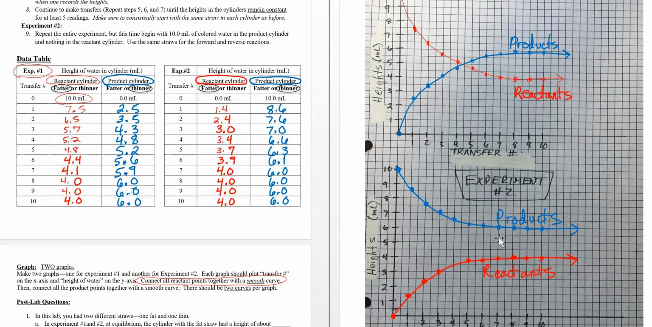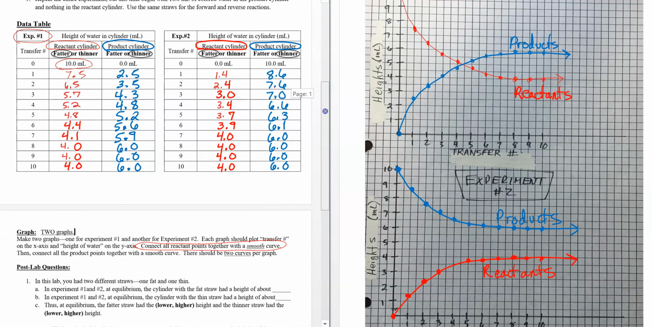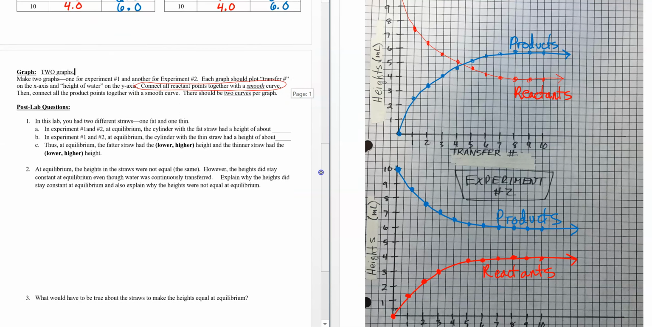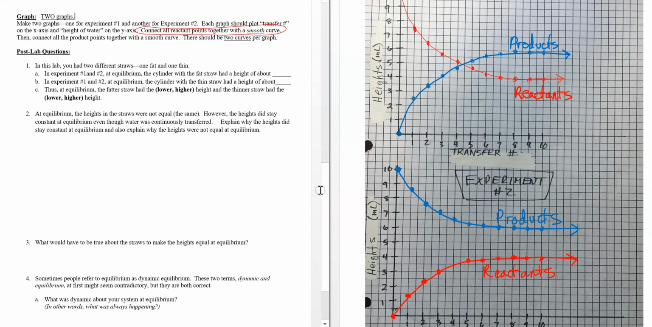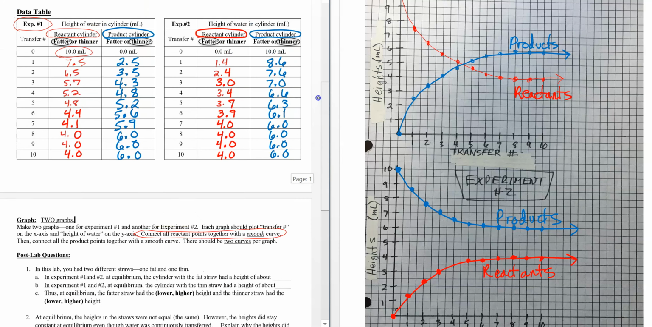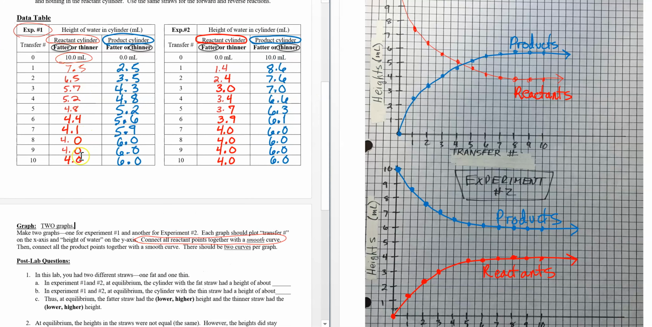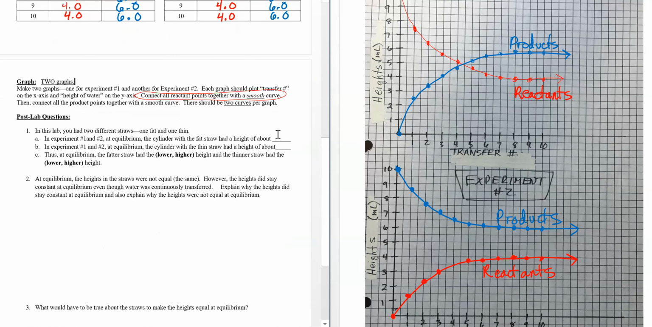Okay? All right. Now, let's go to the back of the lab and let's see if we can do these post-lab questions together. So here we go. So in this lab, you had 2 different straws, one fat and one thin. In experiment 1 and 2 at equilibrium, the cylinder with the fat straw always had a height of, and what you can do is go back, the fat straw, we always ended with a height of 4. So let's write that in.